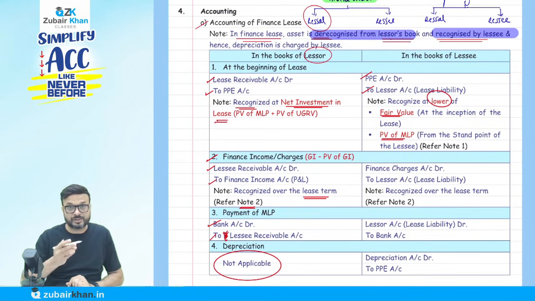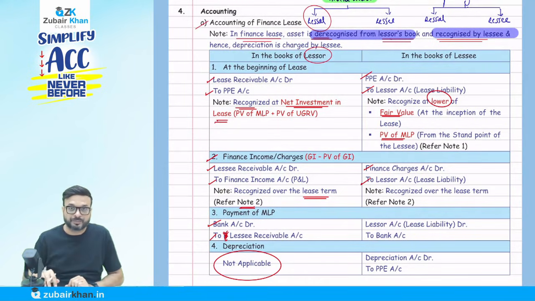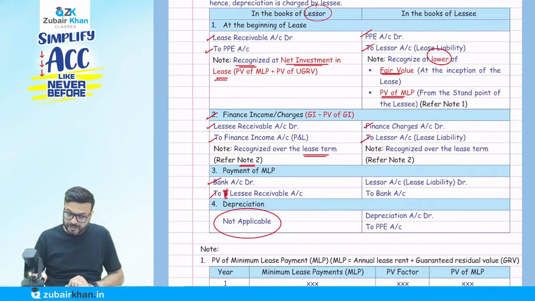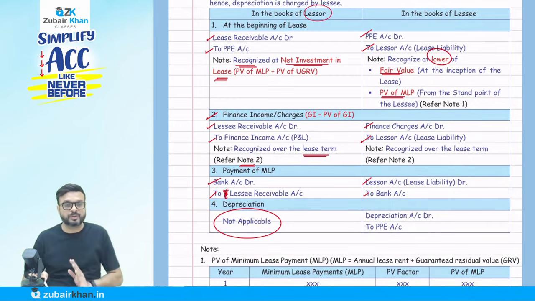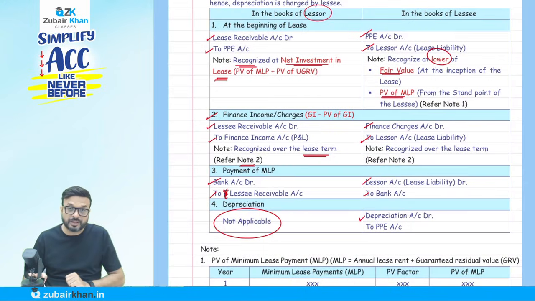Now interest is an expense for the lessee. So finance charges will be debited, and he is liable to pay the lessor, so the increase in liability should be credited. When he pays the lessor, the lessor account will be debited because it is a decrease in liability, and the cash or bank account will be credited. But as the asset is recognized in the books of the lessee, he is going to charge depreciation as per AS10. So the depreciation account will be debited and the property, plant and equipment account will be credited.